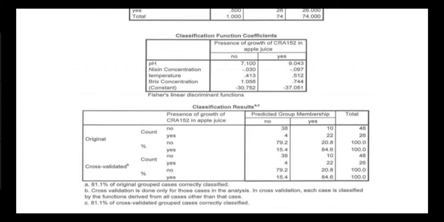Okay, from here we can calculate the misclassification rate. Kita boleh tengok yang mana misclassify 4 and 10, kan, plus 4 plus 10 divide dengan total of observation, ataupun we can look at this 81.1% adalah correctly classified. So selebihnya adalah incorrectly classified ataupun misclassified. So from that kita boleh cari rate of the misclassification 100 minus 81.1%.